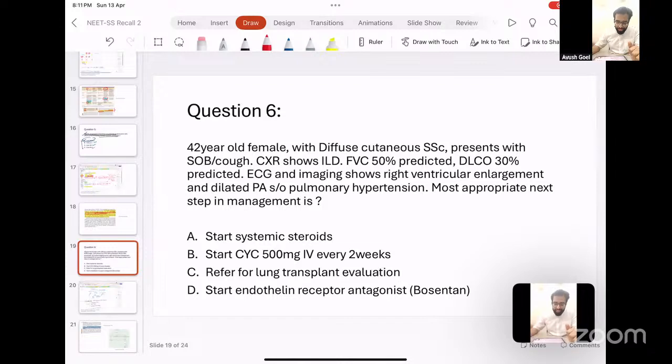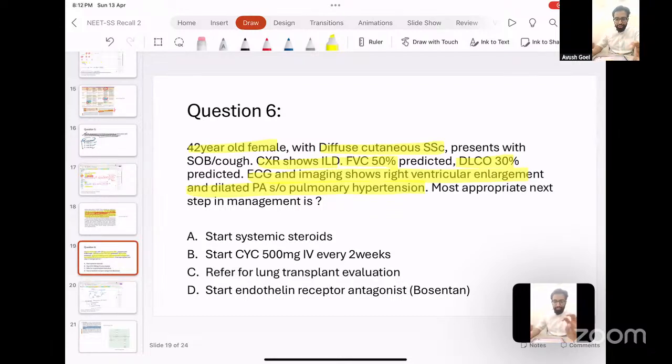Coming to the sixth question. You had a 42-year-old female patient who had diffuse cutaneous systemic sclerosis, and it is said the patient is having an ILD. The FVC value mentioned was around 50%. The DLCO was 30%, and it was saying that ECG and imaging is showing right ventricular hypertrophy along with dilated PA that is suggestive of pulmonary hypertension. And the question says, which is the most appropriate next step in management?